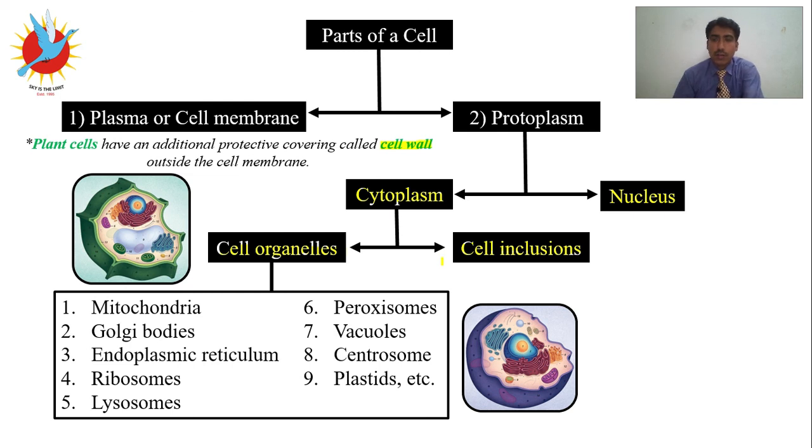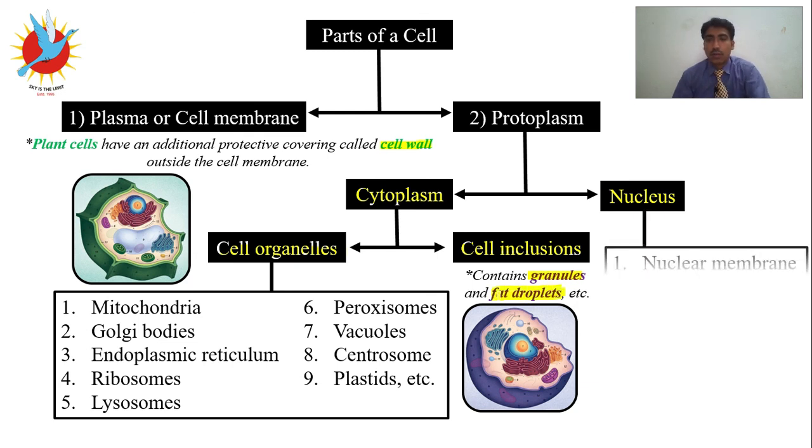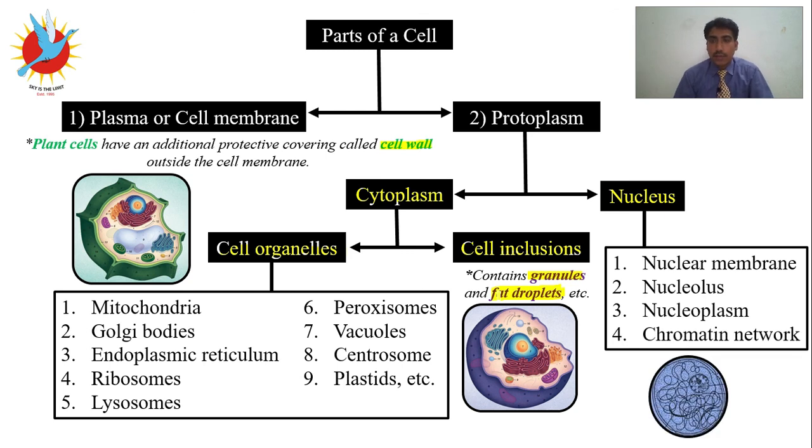Next, we will talk about cell inclusions. These are special types of granules or fat droplets present inside the cytoplasm of the cell. Okay, nucleus. The nucleus has distinct regions like the nuclear membrane, nucleolus, nucleoplasm, and chromatin network. Separately we will discuss each cell organelle and its function in our next video.